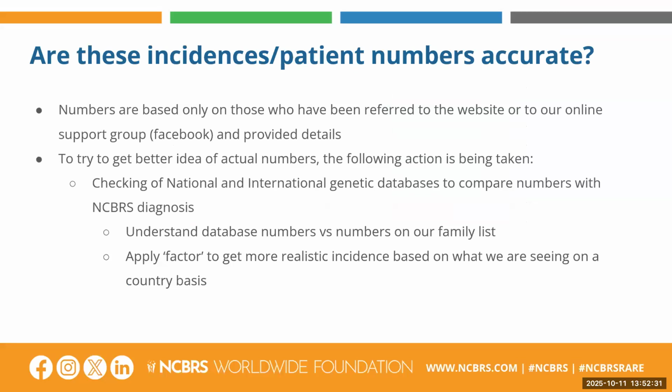Now, obviously, we're only aware of what we're aware of. So it's our best accurate assumption. What we're trying to see is if those numbers are accurate. We know that we reach out to a lot of physicians and different genetic databases around the world, and we send information on NCBRS, and we ask that they send that information on, if someone is diagnosed or newly diagnosed in the system, so that they can reach out to us and become part of the community.